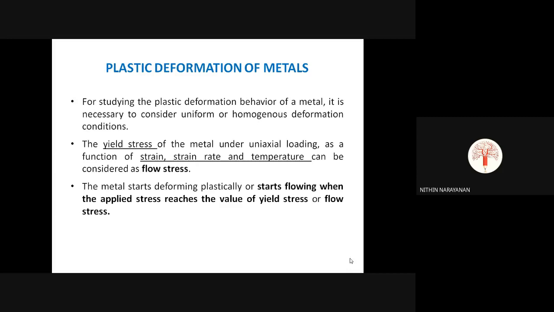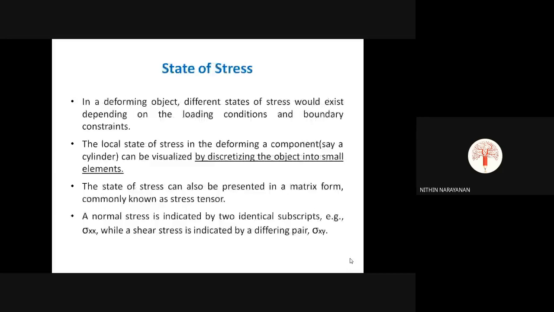The metal starts deforming plastically, or starts flowing, when the applied stress reaches the value of the yield stress or flow stress. Whenever our applied stress reaches this yield stress, that is where it starts to yield, or where the material starts to flow. At that time the material starts to deform plastically.